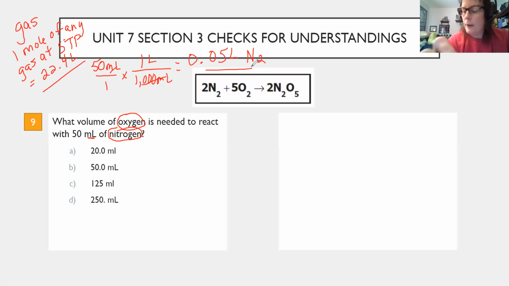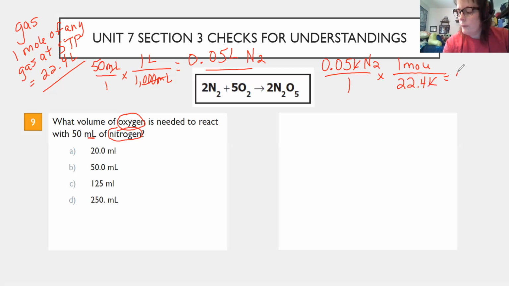Now we have to figure out the number of moles from the volume that we have. We know we have 0.05 liters of nitrogen gas, and 1 mole of any gas at standard temperature and pressure is 22.4 liters. Your liters will cancel out, which will leave you with moles. So we're dealing with a very small number here, 0.002 moles of our nitrogen gas.